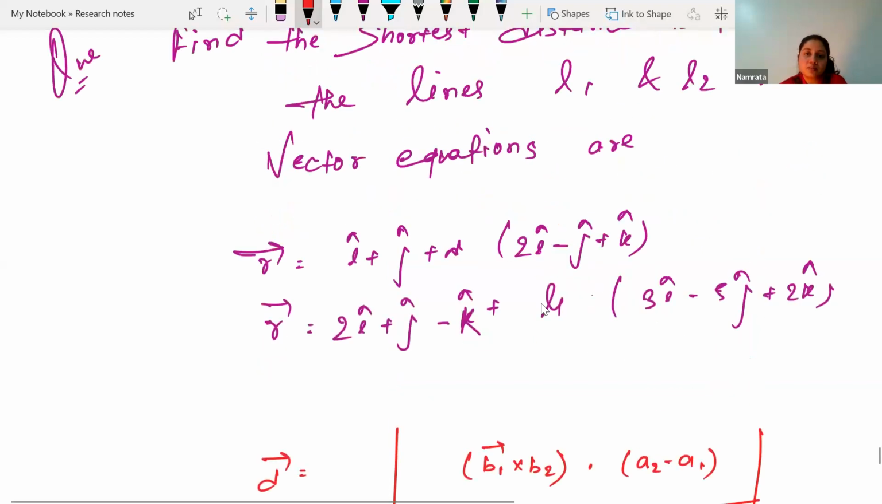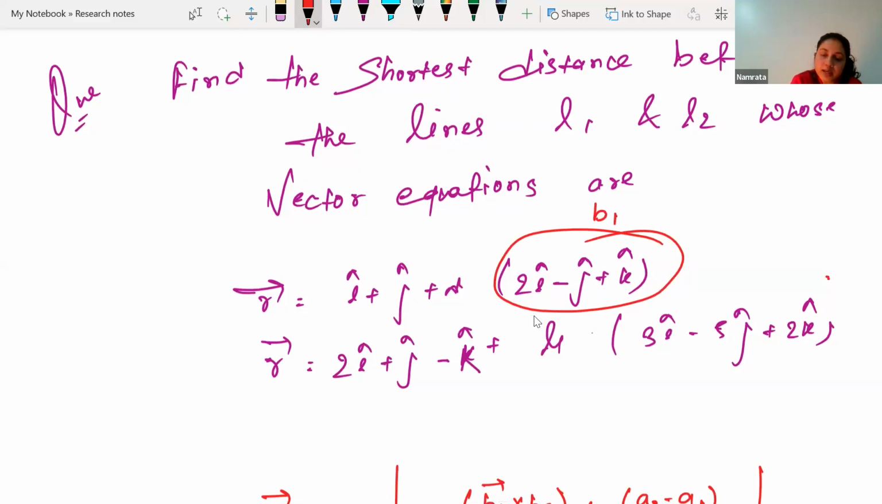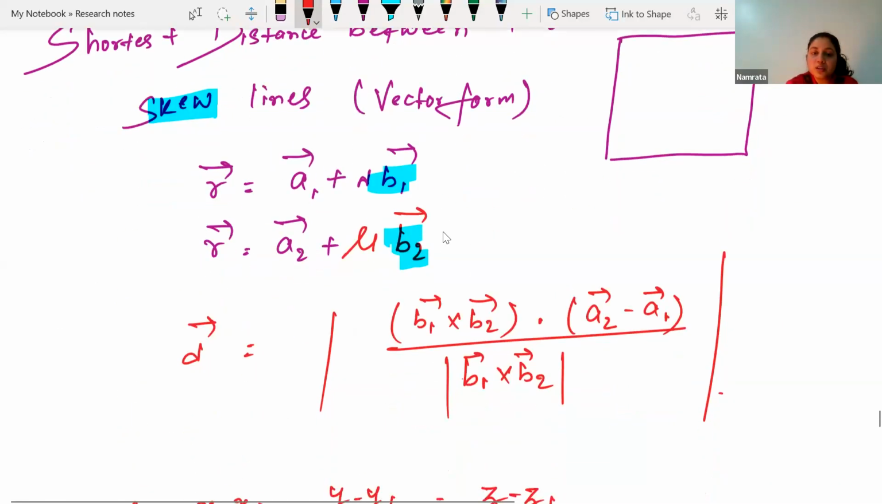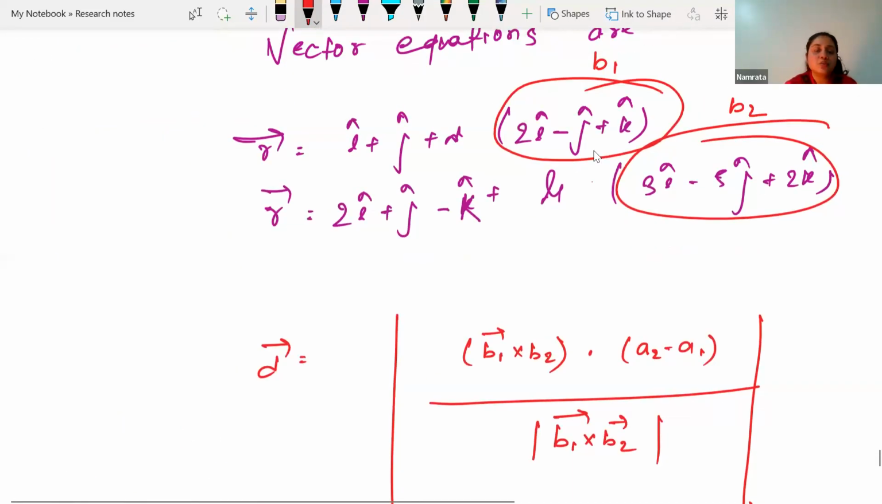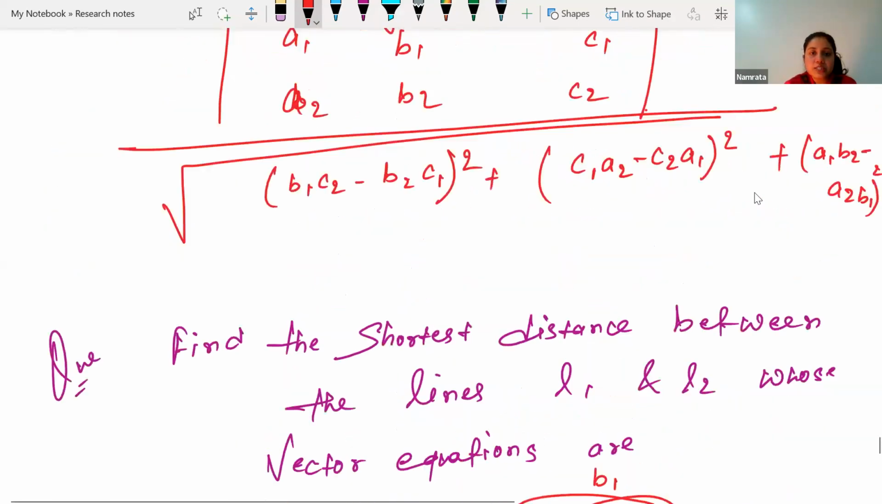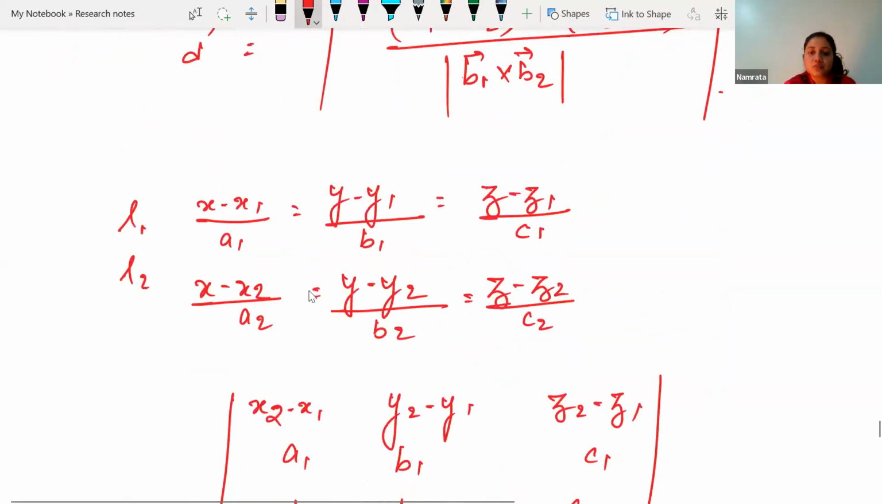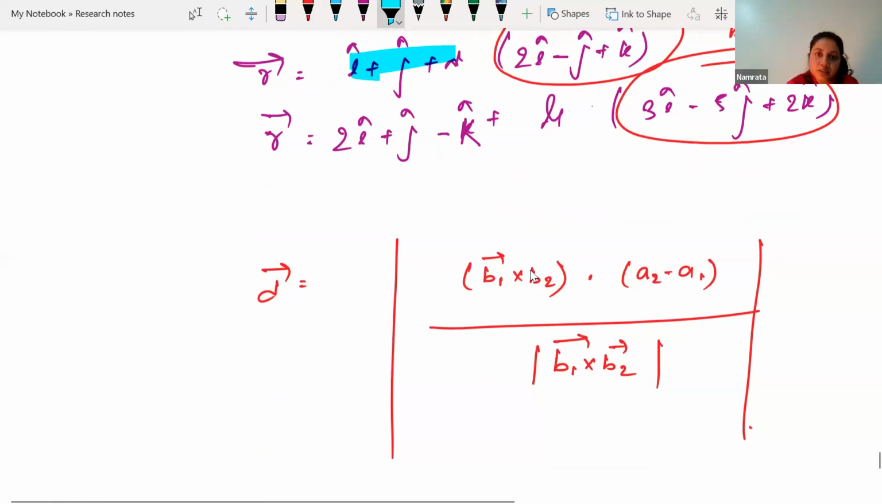So what is B1? Now I have shown you, here we were having B1 and here we were having B2. Compare it with the formula which I have written, lambda B1, mu B2. So B1 and B2 are very simple to identify. Here we are having B1 as 2i minus j plus k and B2 as 3i minus 5j plus 2k. What are A1 and A2? The first part is A1 and the next one is A2. So this one is A1, and another one is A2.